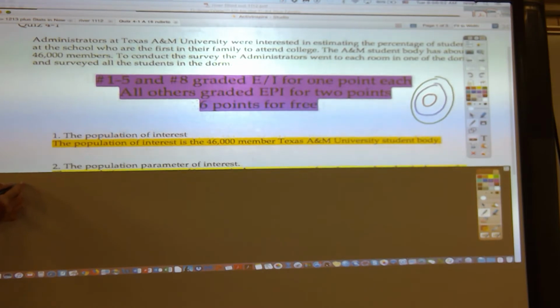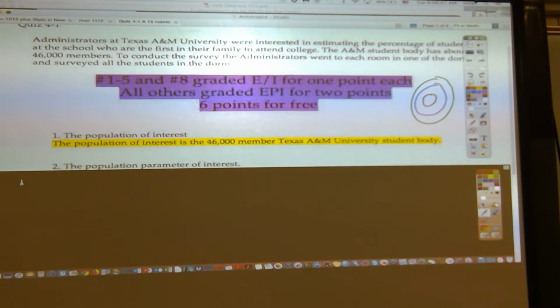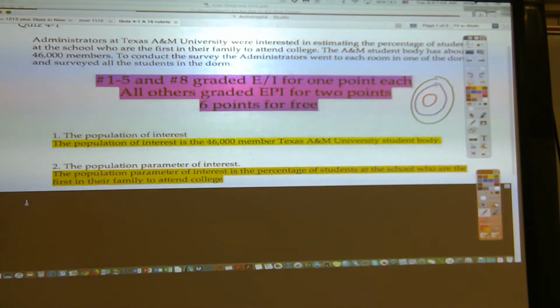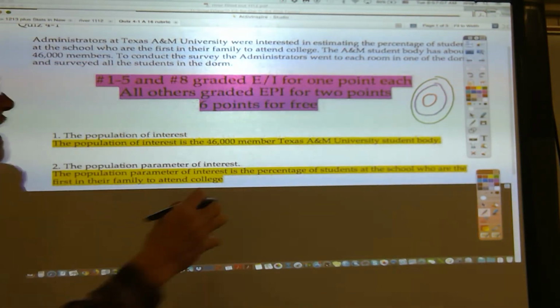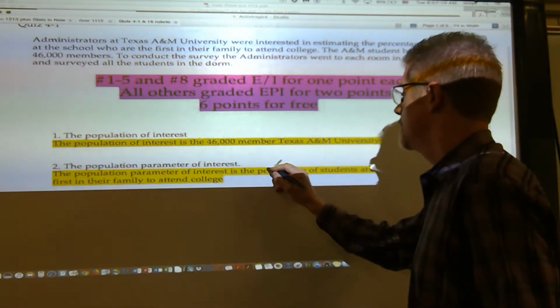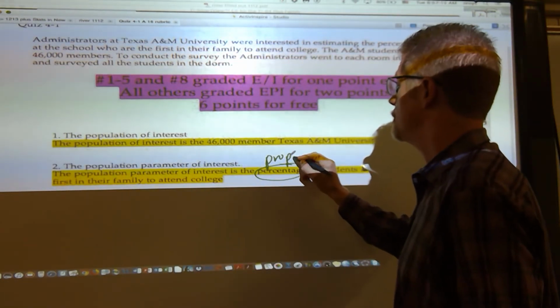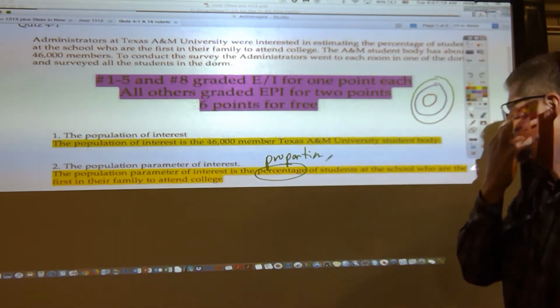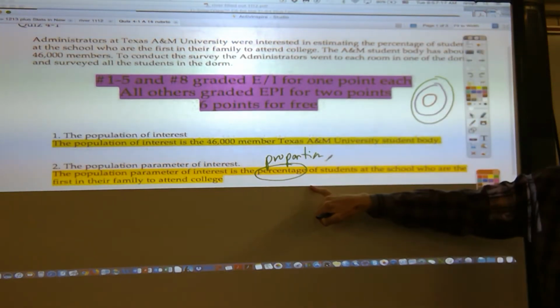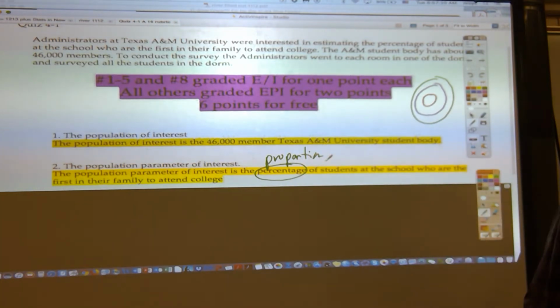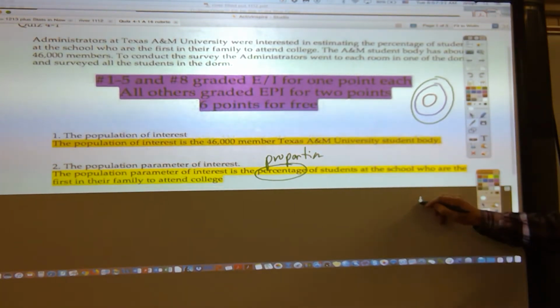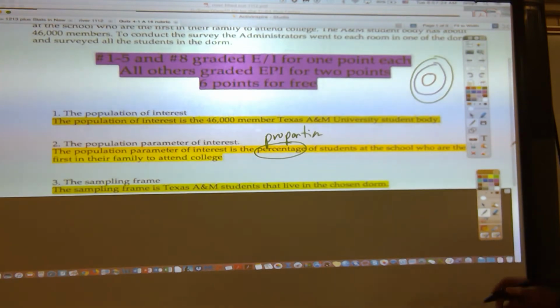What is the population parameter of interest? Okay, once you see that word parameter, you know it's either going to be a mean or a proportion. So you read the original problem, you see, oh yeah, this is a proportion. So the population parameter of interest is the percentage, or ideally you would say the proportion, either one is full credit, the proportion of students at the school who are the first in their family to attend college. Any questions on these first two? Again, great practice for how specific the wording has to be on tomorrow's quiz.